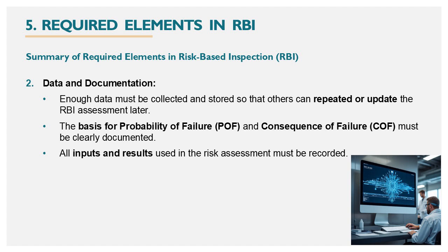Number 2 of the required elements in risk-based inspection or RBI is data and documentation, includes, the first is, enough data must be collected and stored so that others can repeat it or update the RBI assessment later. The second is, the basis for probability of failure or POF and consequence of failure or COF must be clearly documented. And the third is, all inputs and results used in the risk assessment must be recorded.